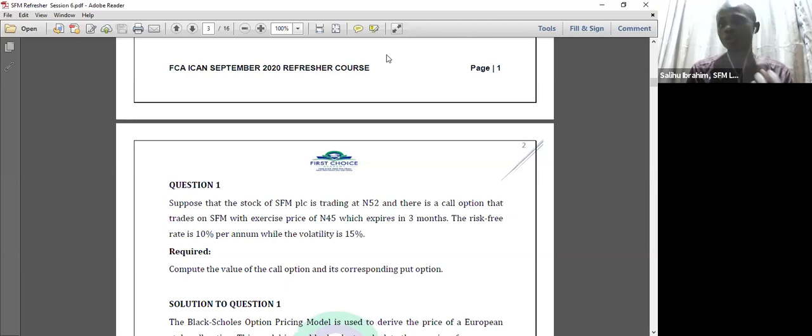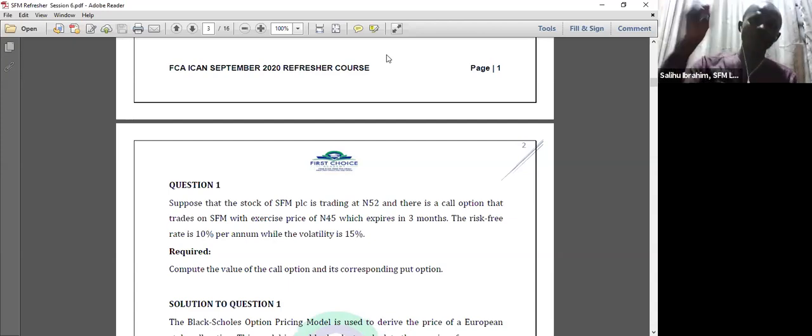That being said, we have two types of option. We have what we call call option. We have what we call put option. A call option is the option that gives the holder the right, but not the obligation, please take note, to buy that particular underlying asset. It can be shares. A call option gives the holder the right to buy the underlying asset at a predetermined price in the future.